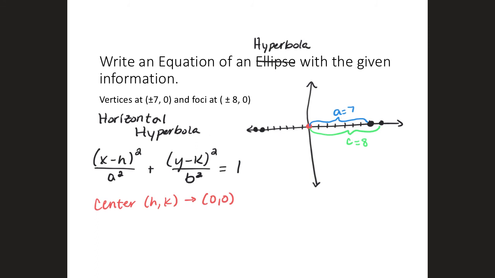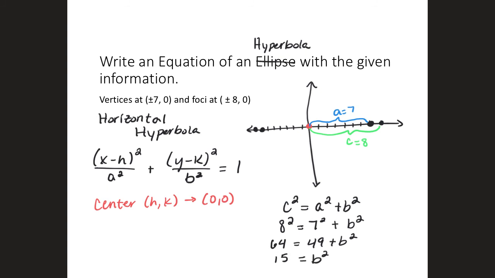So you might be wondering, how does that help me find my b value? Remember our Pythagorean relationship for hyperbolas. We know that c squared is equal to a squared plus b squared. So if I have a and c, I can solve for b. Take a moment and see if you can find your b value. And I'm actually going to stop here at b squared equals 15.